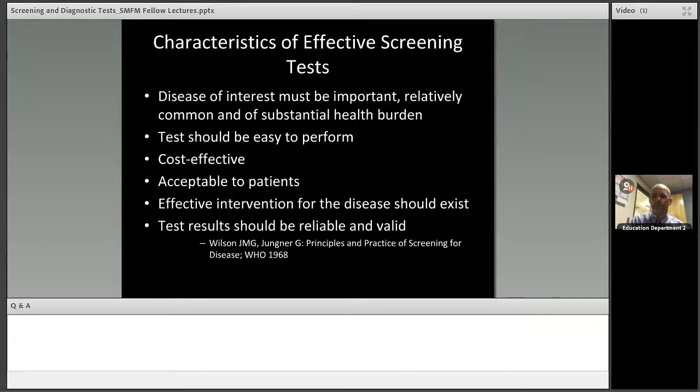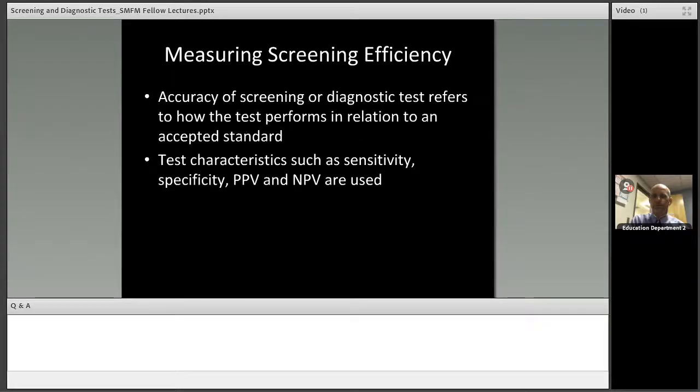It has to be cost effective. It has to be acceptable to patients. And then it has to be effective. There has to be an effective intervention for the disease once you finish screening and you've identified a population that is screen positive. And then the test results should be reliable and valid. This is also a big problem in that in the research environment, we do tests that are really highly effective, but when you start using them in the clinical practice, you find that they are not as reliable or as generalizable to our population as it was when the research was actually conducted.